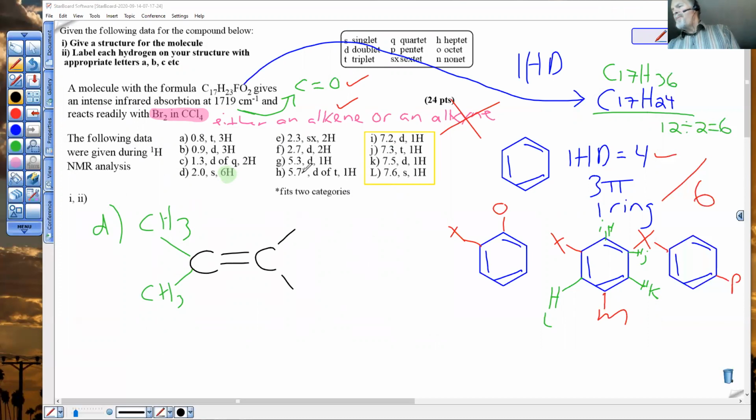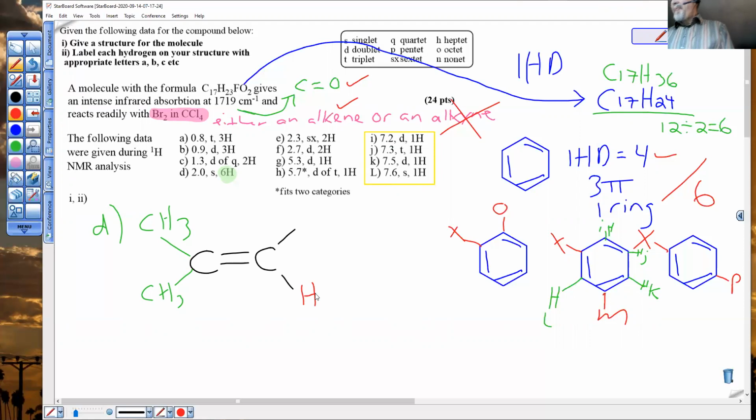This down here could be an alkene, but we're told it fits into two categories. So if it's an alkene and anything else, it's going to go outside of the alkene category. So I'm not thinking alkenes for that 5.7, even though it's real close. I'm thinking alkene right here for 5.3, and it's a doublet. That's a useful piece of information there.